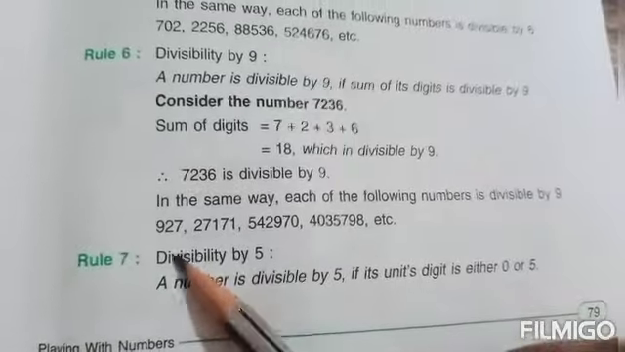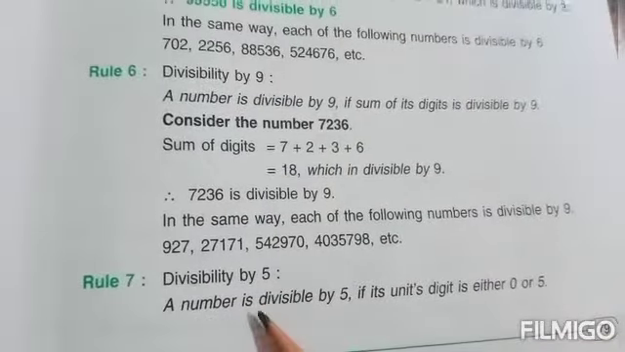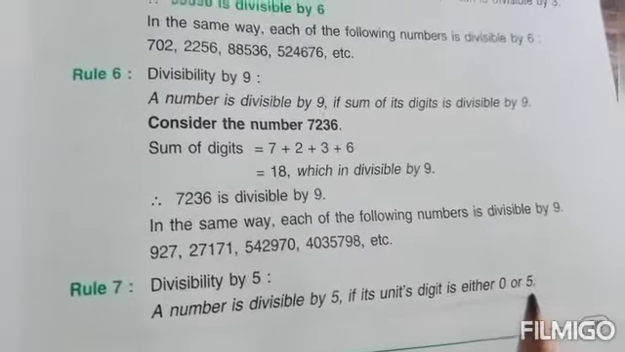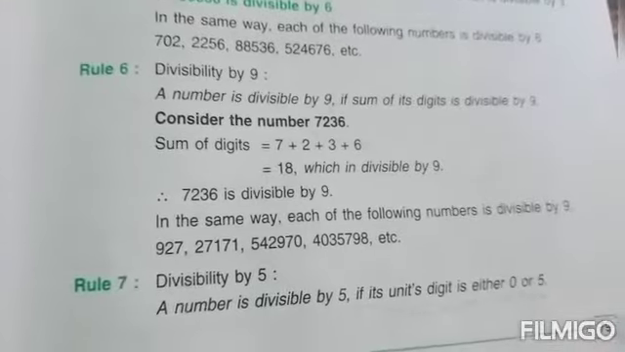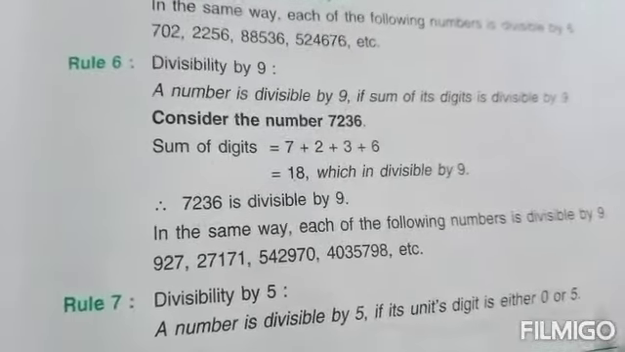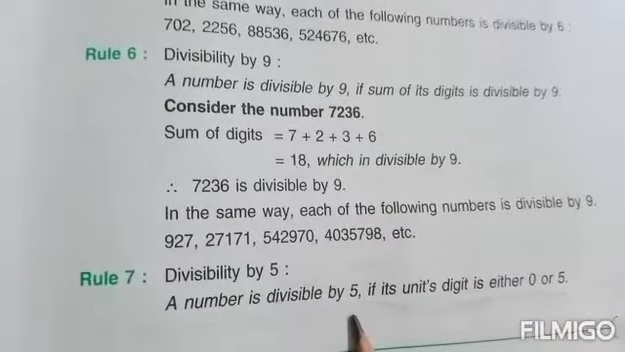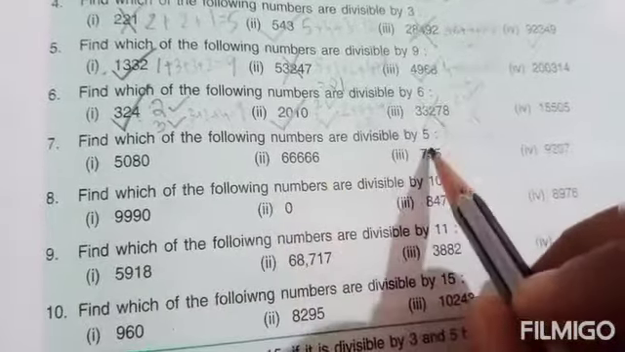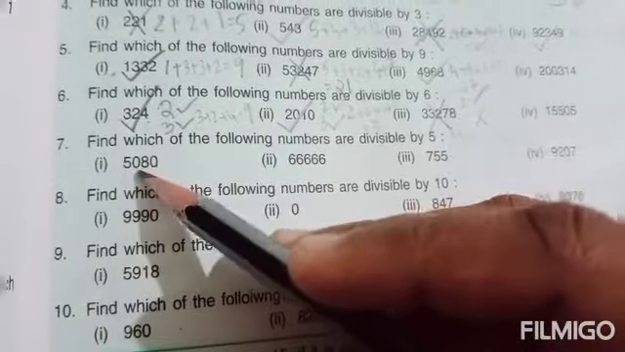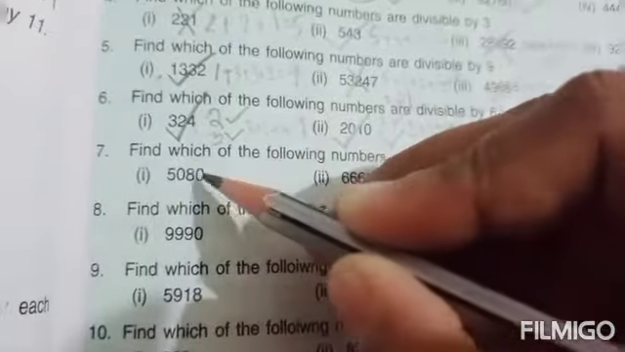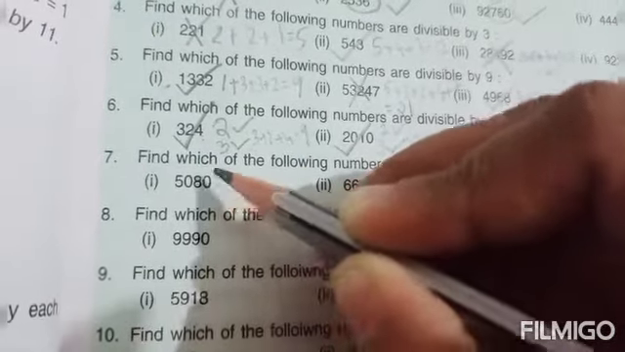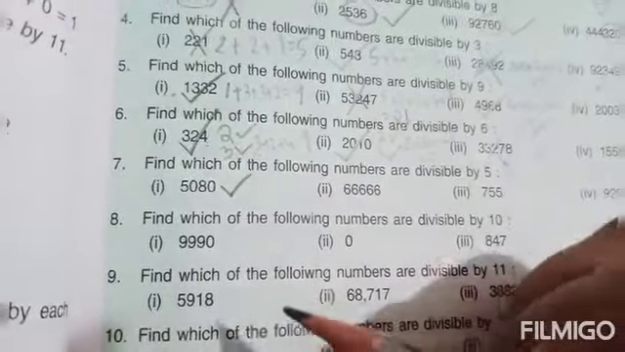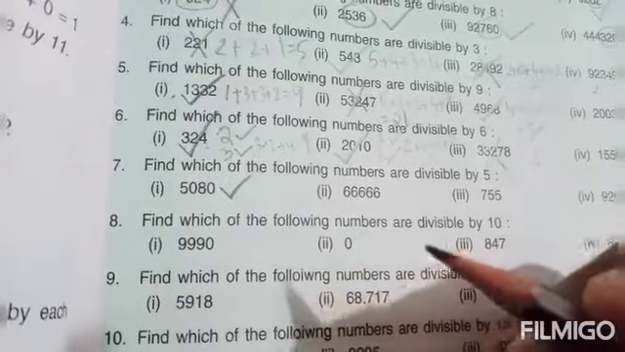Next, rule 7, divisibility by 5. A number is divisible by 5 if its units digit is either 0 or 5. So if a number ends with 0 or 5, then we can say that that number is divisible by 5. Okay. Seventh question, find which of the following numbers are divisible by 5. First one, 5080. So 5080 ends with 0. So we can say that it is divisible by 5. If a number ends with 0 or 5, then it is divisible by 5.